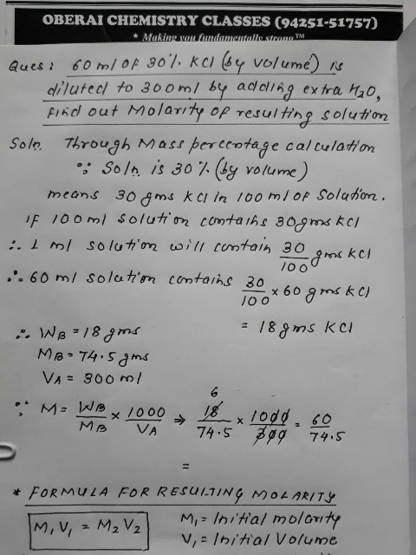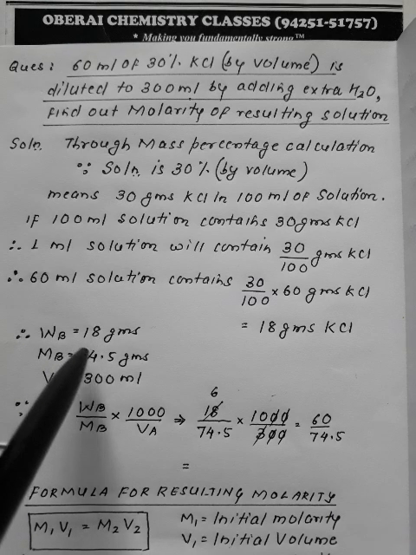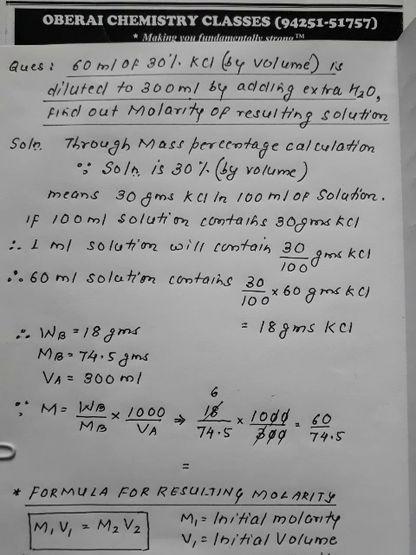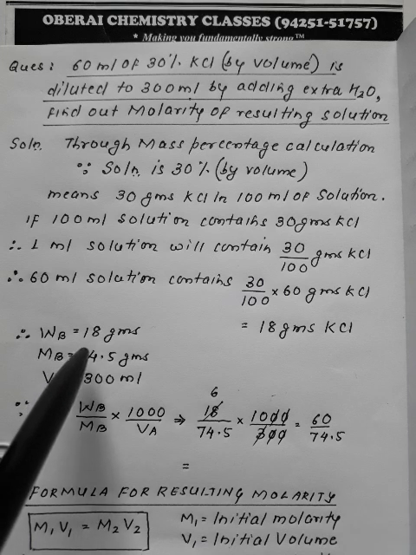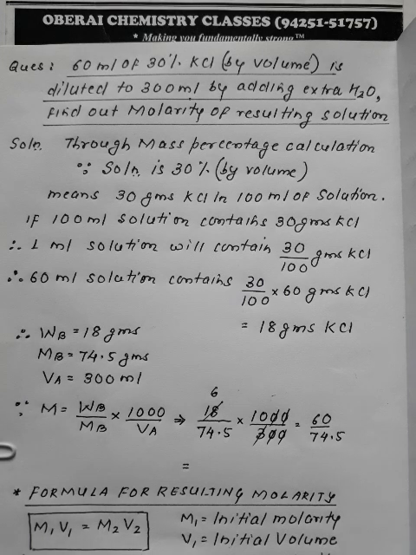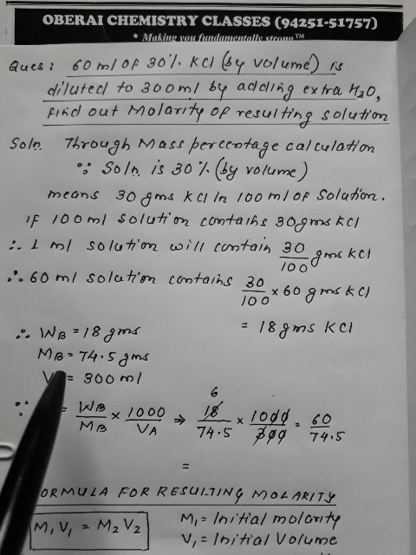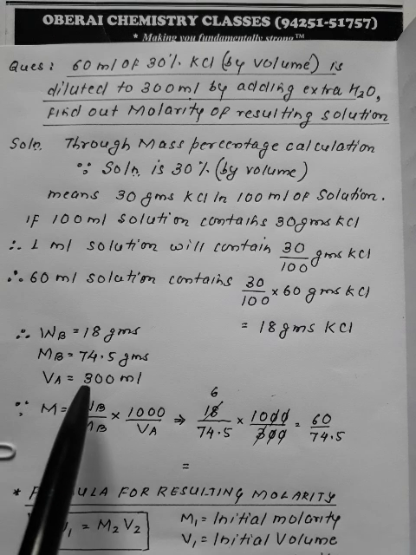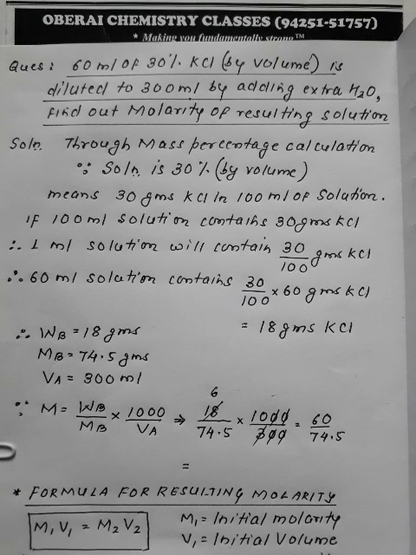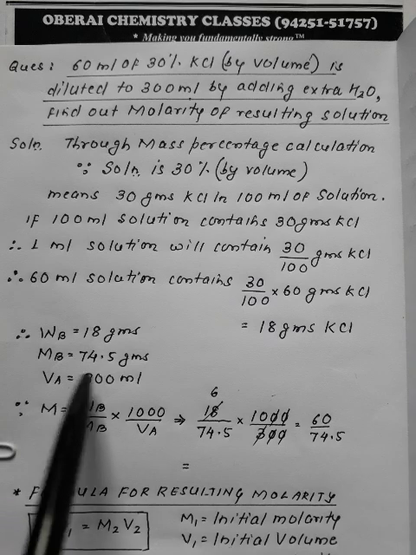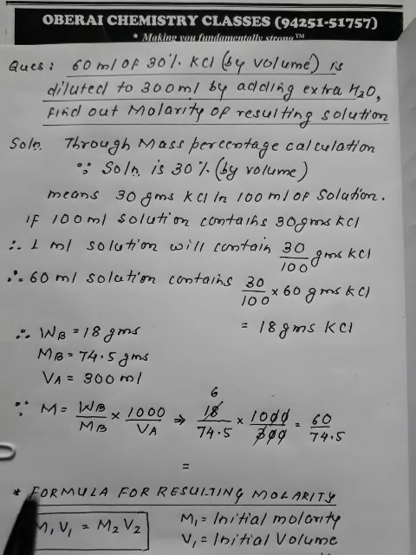Now let's begin. What is WB? WB is the weight of solute, that is the weight of KCl, which we have calculated: 18 grams of KCl. Then MB is the molecular weight of the solute, which is KCl. It is 74.5 grams per mole or AMU.